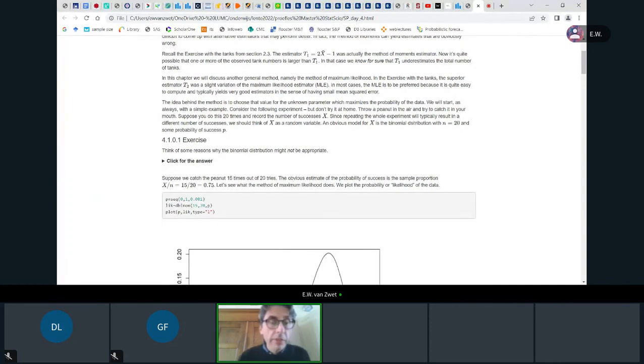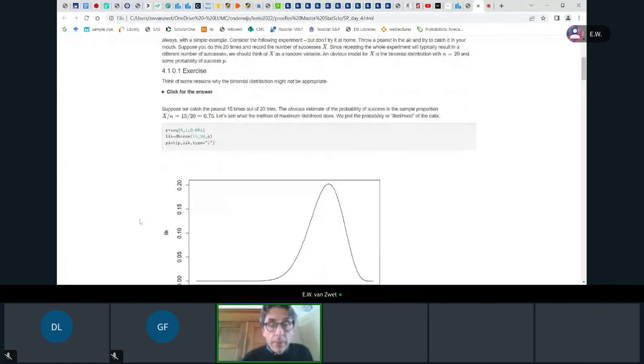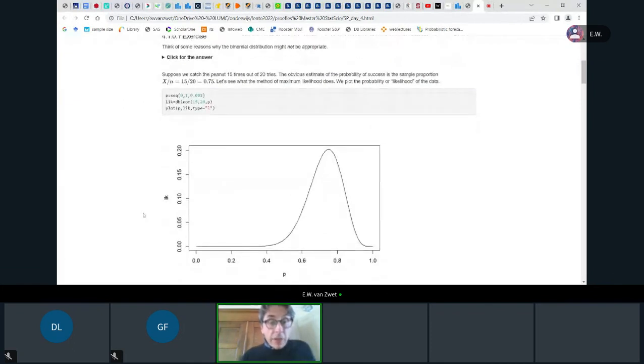Anyway, here's the method of maximum likelihood. So suppose you catch the peanut 15 out of 20 tries. An obvious estimate of the probability of success is just the sample proportion, right? So that's the number of successes, 15, divided by the number of tries, 20, which is 0.75.